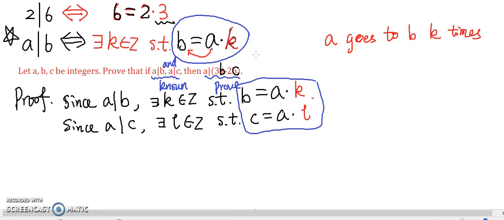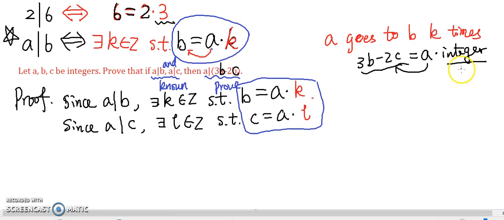If we want to show a number goes into another number, we have to write the other number, 3b minus 2c in this case, as a times some kind of integer, which is like saying, hey, a goes into 3b minus 2c how many times? So this integer here tells us how many times. If we can find out a goes into 3b minus 2c exactly how many times, then we can say a goes into 3b minus 2c.